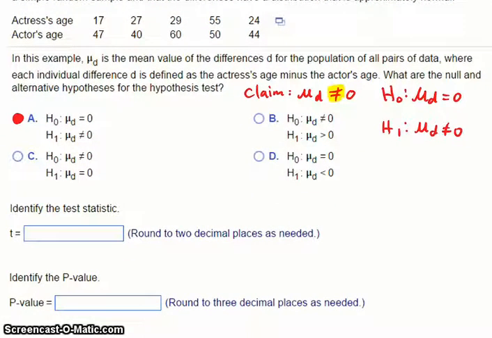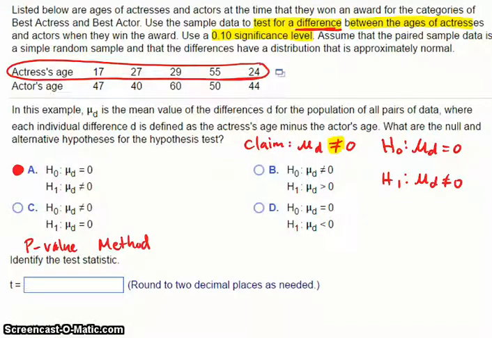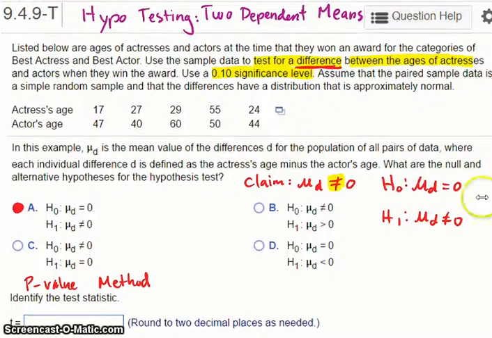Here, we're going to use the p-value method to test the claim. Since there's a match between samples, the first sample is dependent on the second sample, and there are matching pairs. With this scenario, we're going to combine the two lists to create the difference list, and we're going to treat it like one sample, using the difference list.